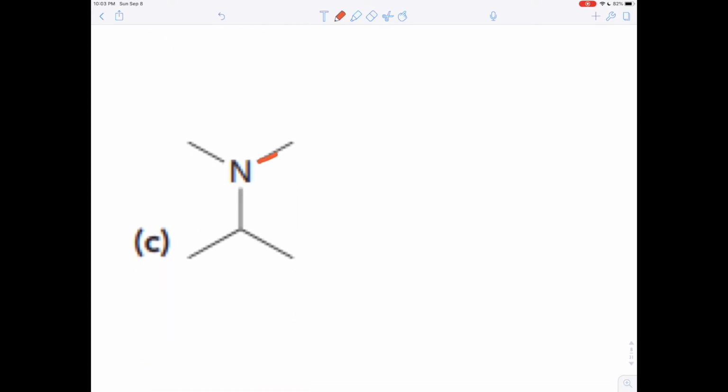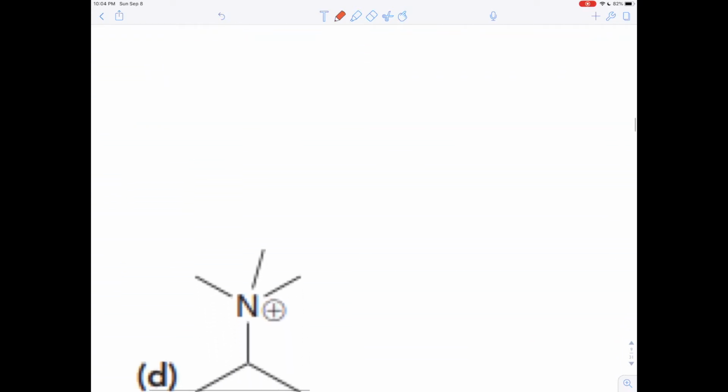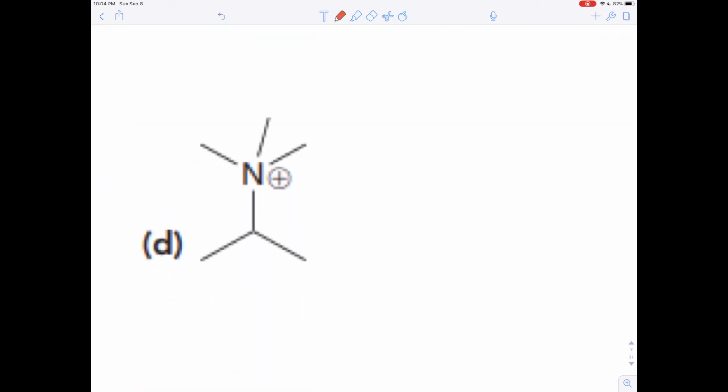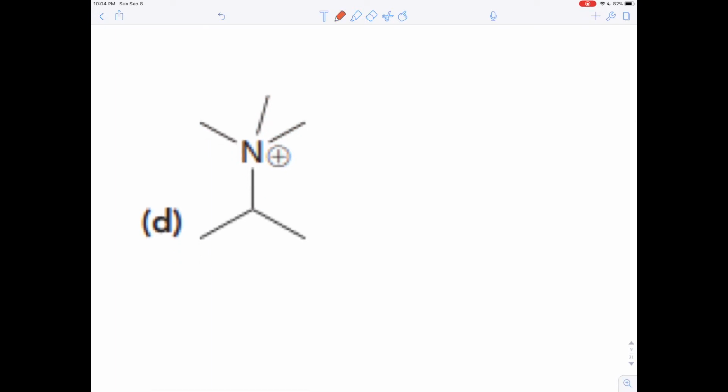In this one, the nitrogen has 2, 4, 6 electrons around it, so you'd only need 7, 8, 1 lone pair. In D, this nitrogen has 2, 4, 6, 8 electrons around it already, so you would have no lone pairs. That is the answer as drawn.